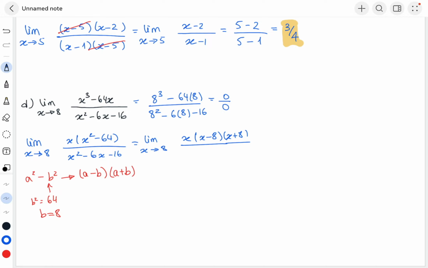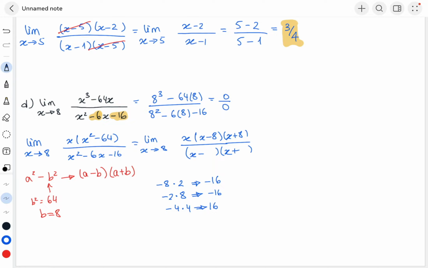Now in the denominator, we have x squared minus 6x minus 16. As we can see, their multiplication is negative, which means we have x minus a number and x plus a number. But their addition is negative, which means the negative number is bigger than the positive number. Now let's think about it. What two numbers multiplied will give us negative 16? We can either have negative 8 multiplied by 2 or negative 2 multiplied by 8, or we could have negative 4 multiplied by 4.